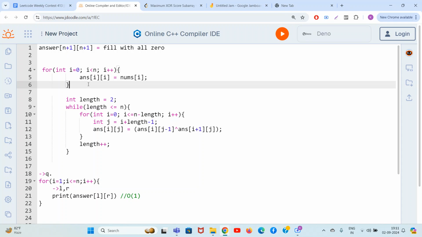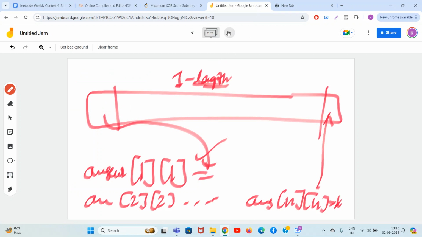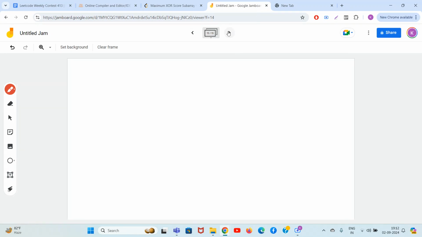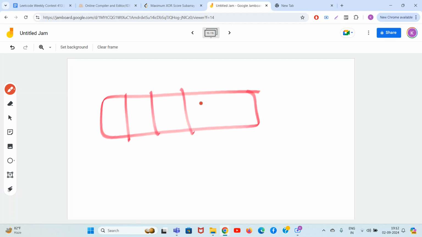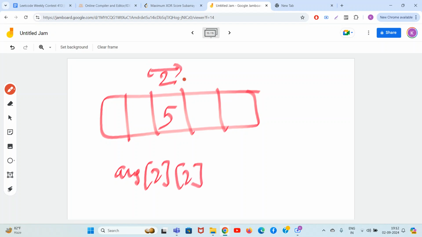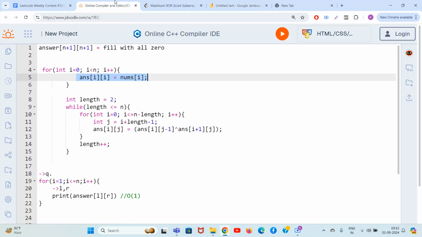So you can see what is happening: answer i of i is nothing but that number, when there is only one number. I hope you already know this much, but still I will do my job. Let's say this is index 2 or something, and this is 5. So what will be answer of 2 of 2? It means consider the range starting at 2 and ending at 2, only one number, which is 5. So answer of i of i is nums of i.